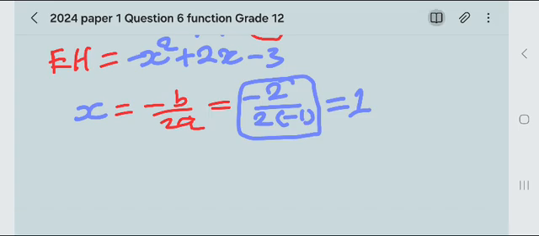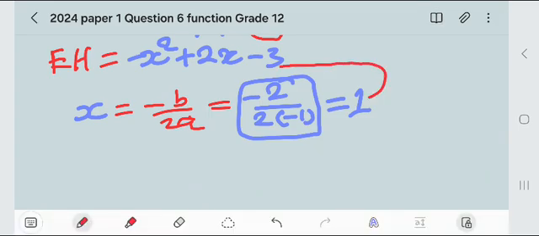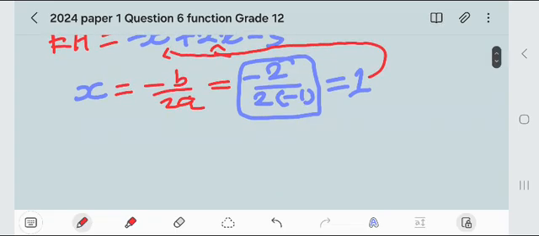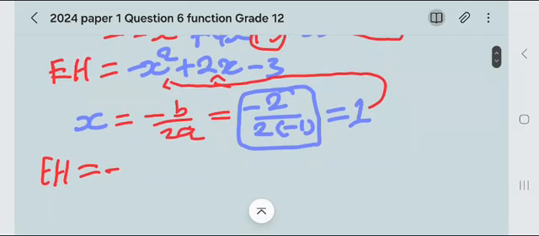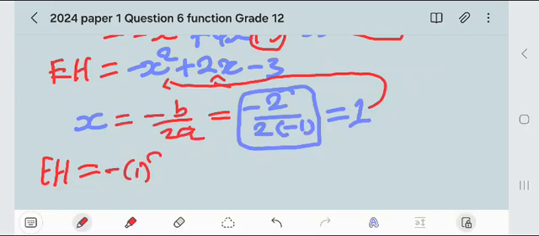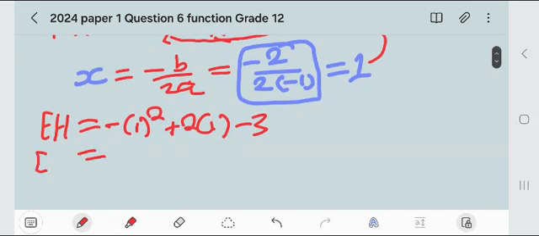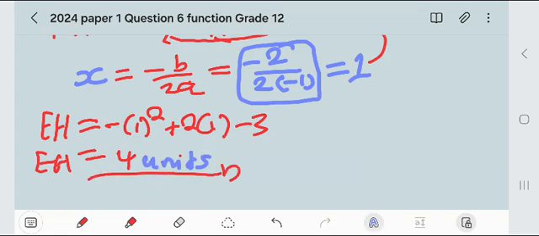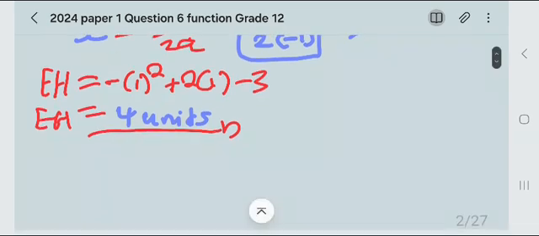Now we want the distance. You take this and substitute it back here. Remember, we have found the value of x at the turning point. Now we know at our maximum, EH will be equal to minus, where we see x, we replace it with 1: minus 1 squared plus 2 times 1 minus 3. Then this will be equal to 4 units. We have 4 units.